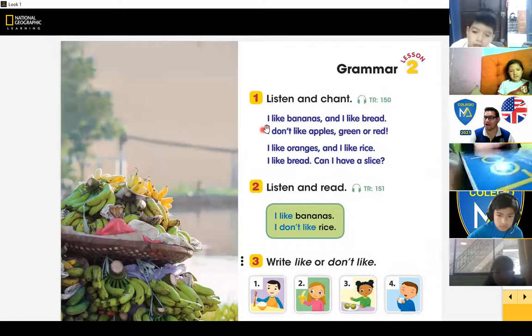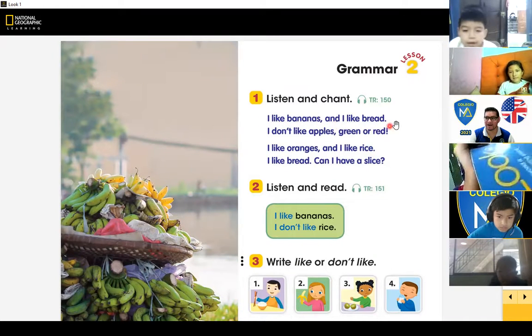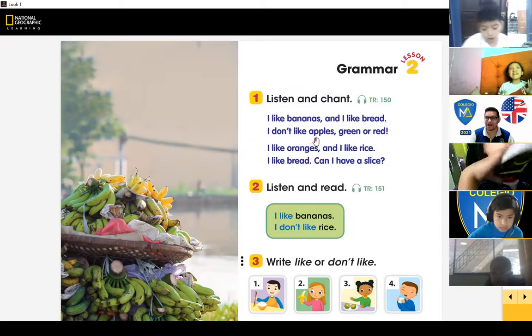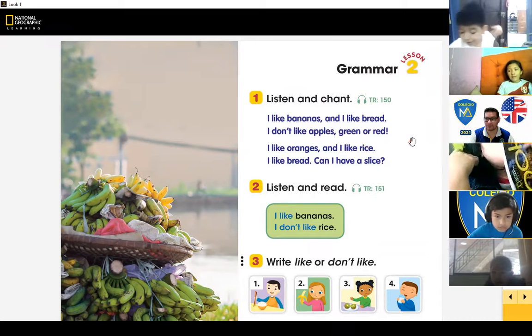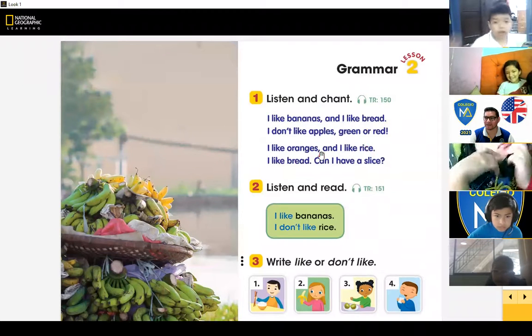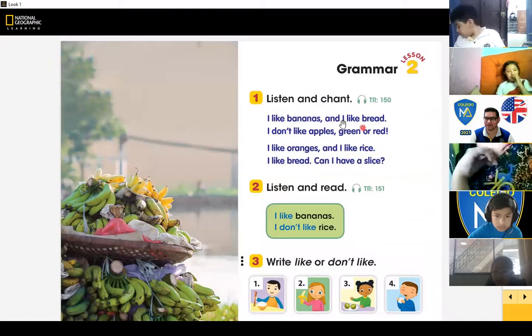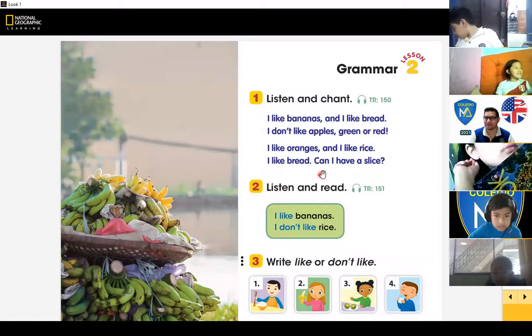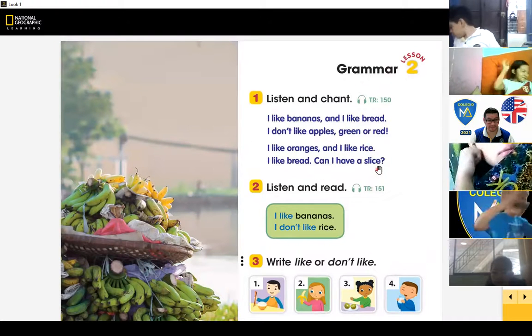the song that says, I like bananas and I like bread. I don't like apples, green or red. I like oranges and I like rice. I like bread and I have slice.